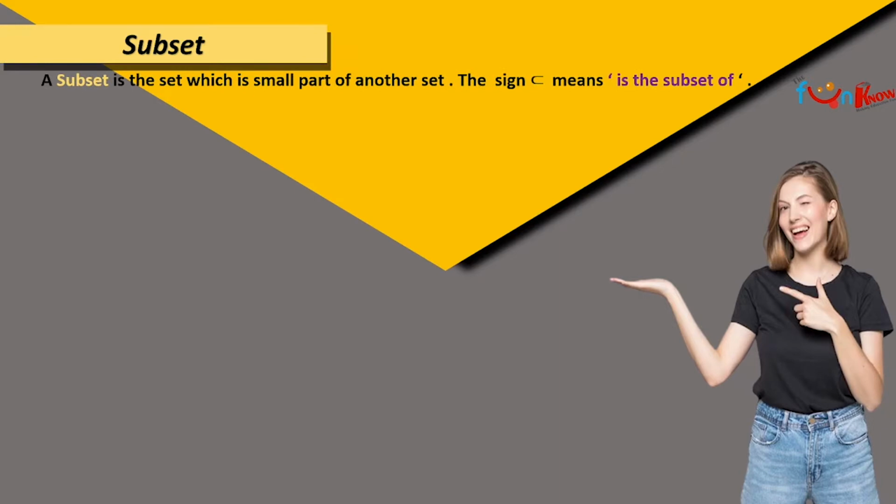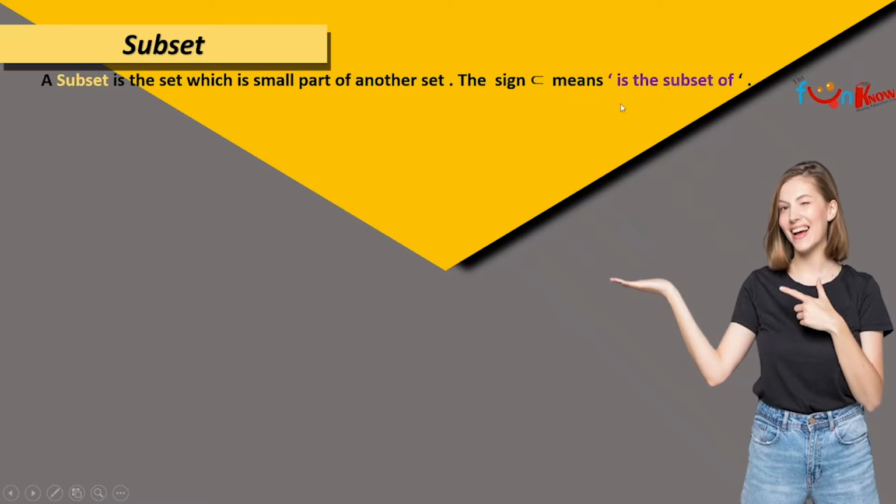So, students, now we'll understand what is a subset. A subset is a set which is a small part of another set. Means there is a big set, and a part of a big set is known as a subset. There is a specific symbol for subset. You can see over here the sign. This symbol means "is the subset of."